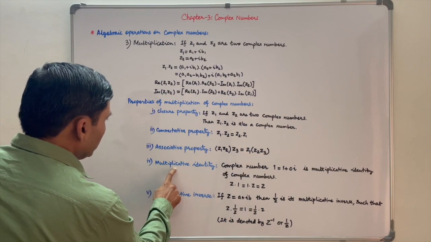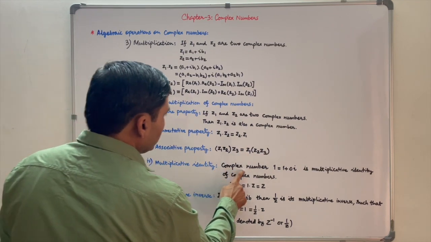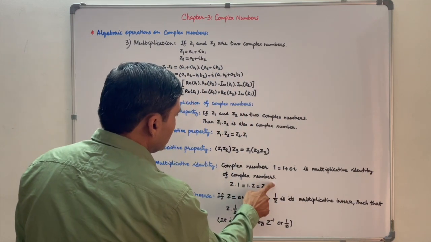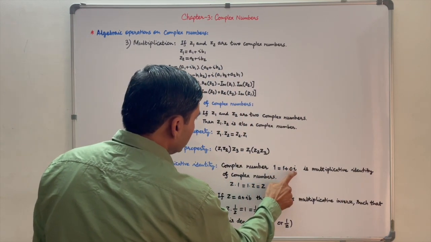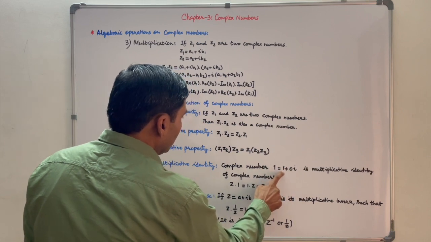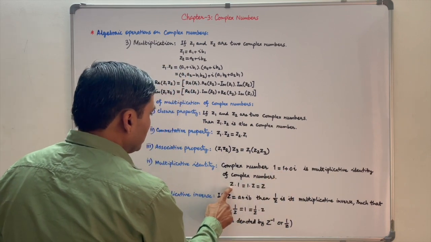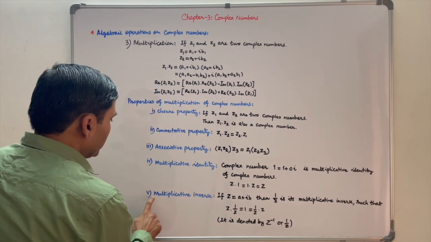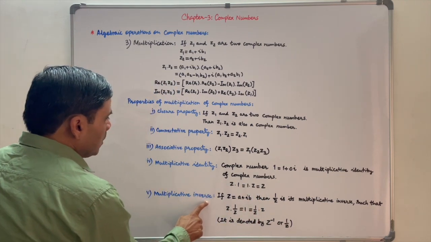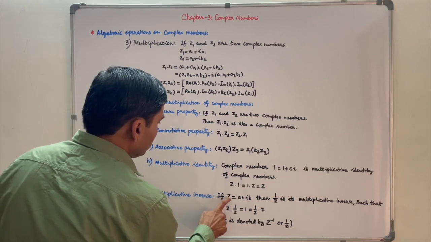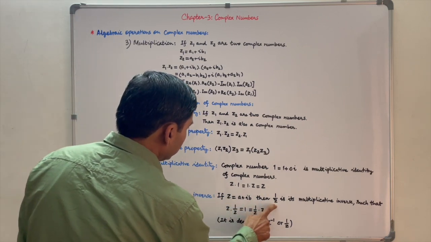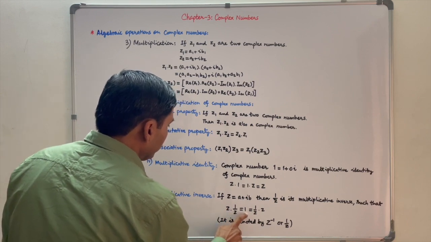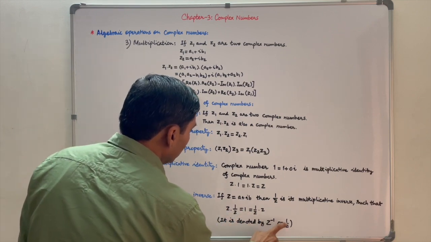Fourth property, multiplicative identity. Complex number 1 is the multiplicative identity of complex numbers. 1 can be written as 1 plus 0i, which is purely real. When 1 is multiplied with any complex number, the result is the same complex number. Fifth property, multiplicative inverse. The multiplicative inverse of a complex number z is equal to 1 by z, so that when they are multiplied together, the result is 1. It is denoted by z inverse or 1 by z.